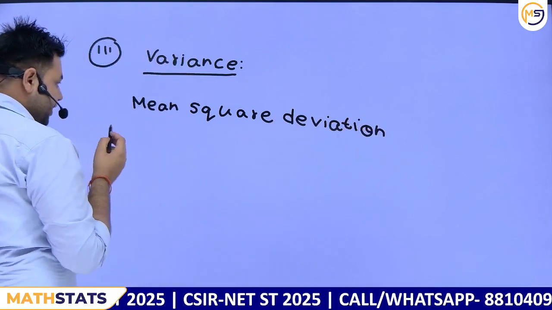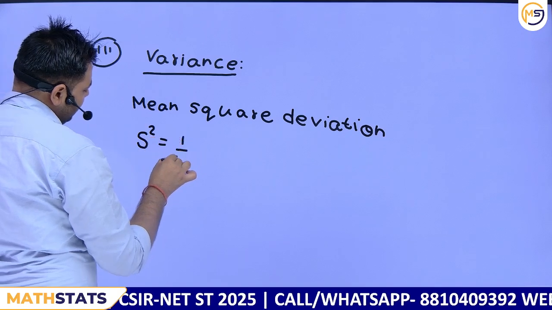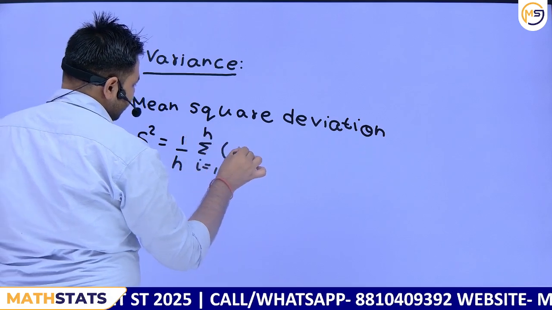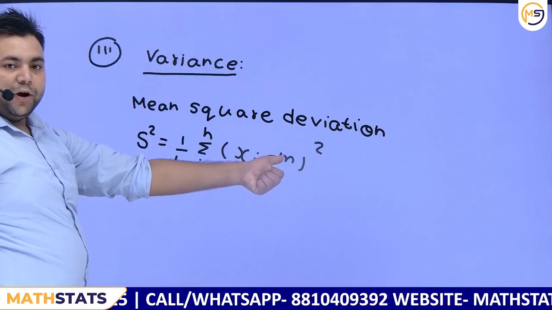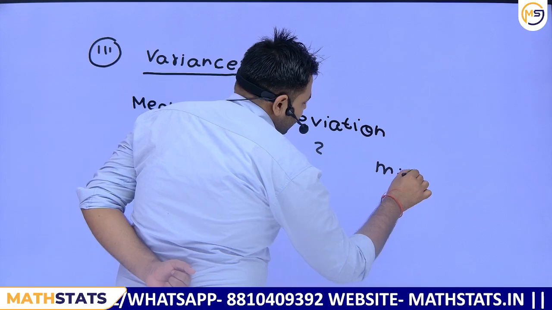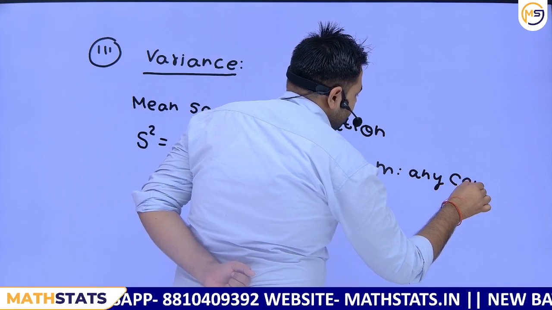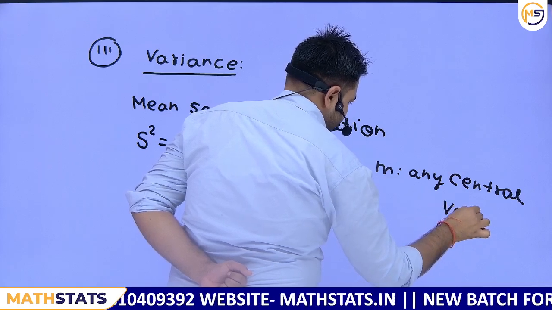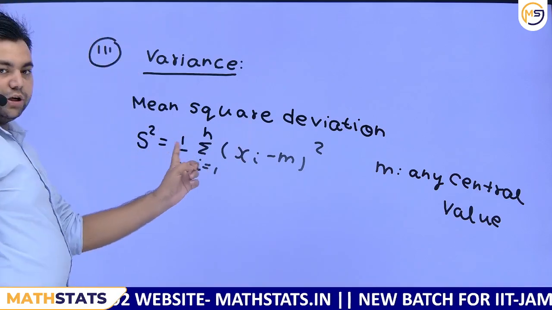So this is equal to s square equal to 1/n summation i equal to 1 to n, xi minus m square. This m is any point, any central value. Okay, so this is mean square deviation. This is denoted by s square.